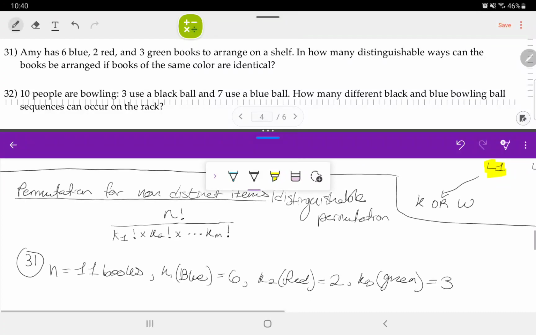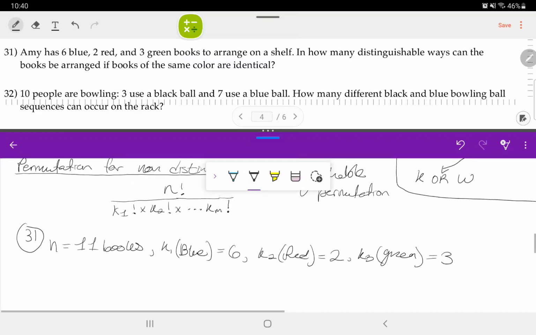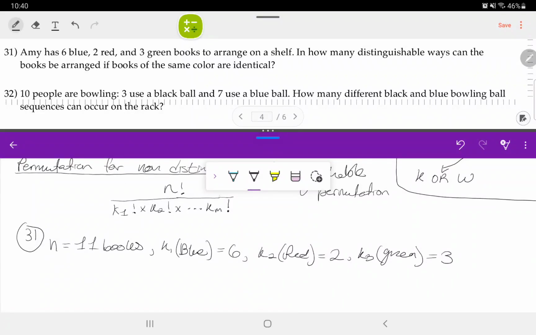So now we're going to use our distinguishable permutation formula, and we're going to find out how many different ways we can arrange the books. My numerator is going to be 11 factorial, divided by, and my denominator is going to be 6 factorial times 2 factorial times 3 factorial.